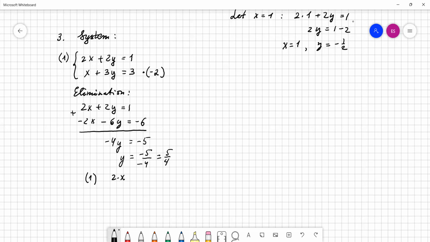So it's 2x plus 2, instead of y, I'm going to put 5 over 4, equals 1. Now I'm going to just do calculations. 2x equals 1 minus... here, 2 and 4 cancel, and we have just 2. So it's 5 over 2. Well, we know that 1 minus 5 over 2, what is 5 over 2 actually? 2.5, right? It's going to be minus 1.5.